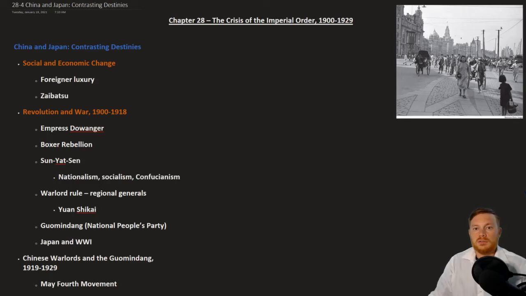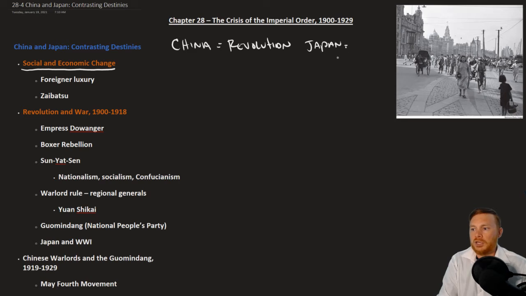All right, this is The Earth and Its Peoples by Richard Bulliet, Chapter 28, Section 4, China and Japan, Contrasting Destinies. Now, for China and Japan between the years 1900 and 1929, both went through significant economic and social change. For the most part, when it came to China, the change ultimately led to revolution, that is, a change in government. In Japan, a lot of the change led to Japan becoming a more powerful, industrial, and influential nation.